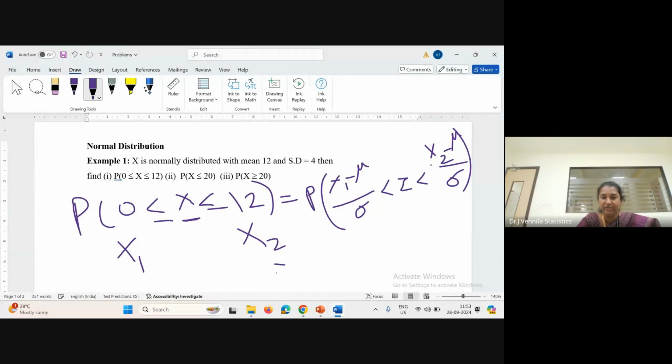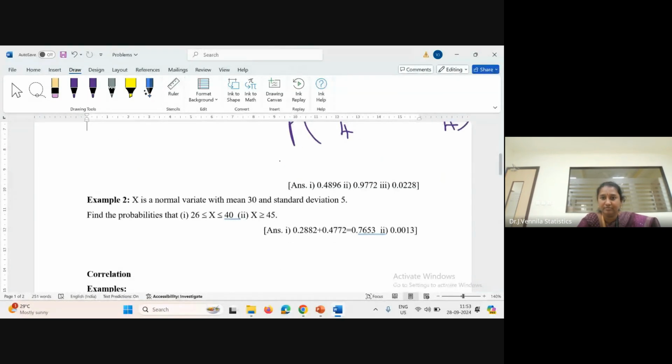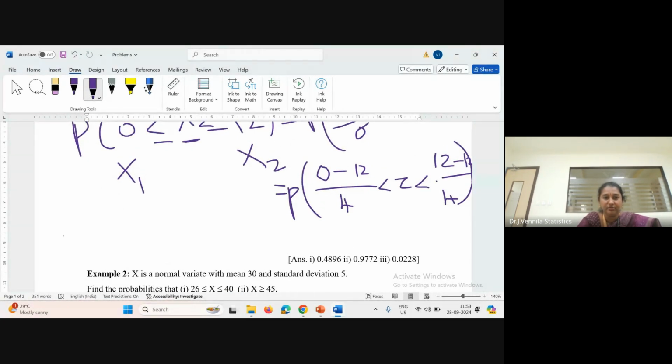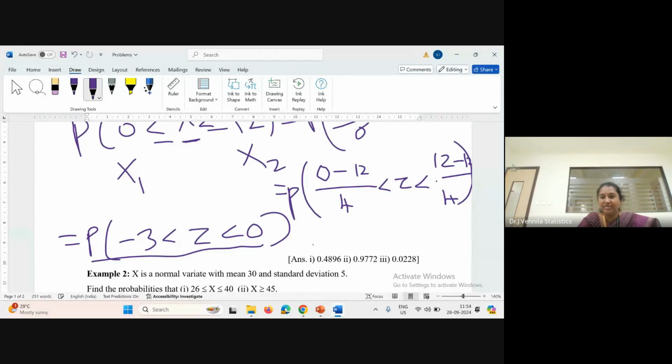After that, you have to convert this into a probability and substitute the values. What is the x1 value? 0 minus, what is the mu value? 12, and the standard deviation value is 4, less than z, less than, what is the x2 value? 12, 12 minus mu value also 12, divided by sigma, 4. If you substitute those, we get the answer. So we will get the probability of minus 12 by 4, which is minus 3. Minus 3 less than z less than 0. So the indirect problem is converted into the direct model.